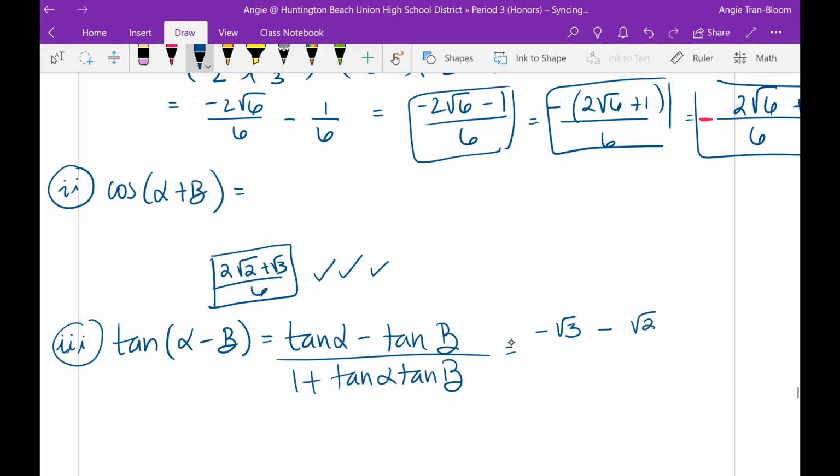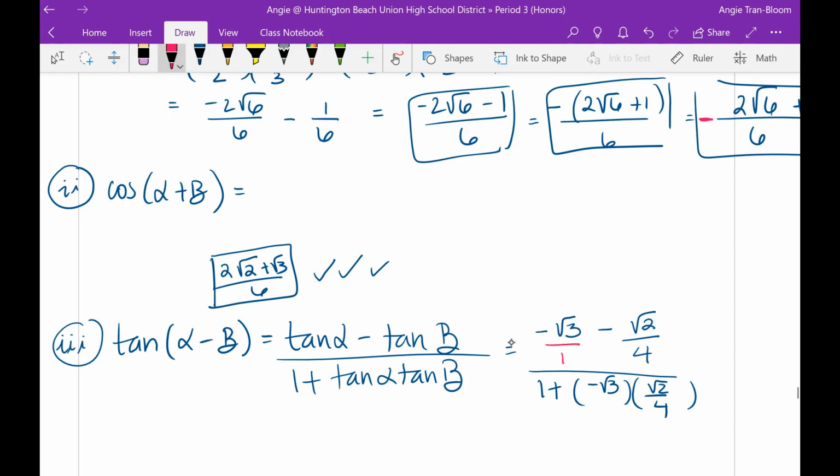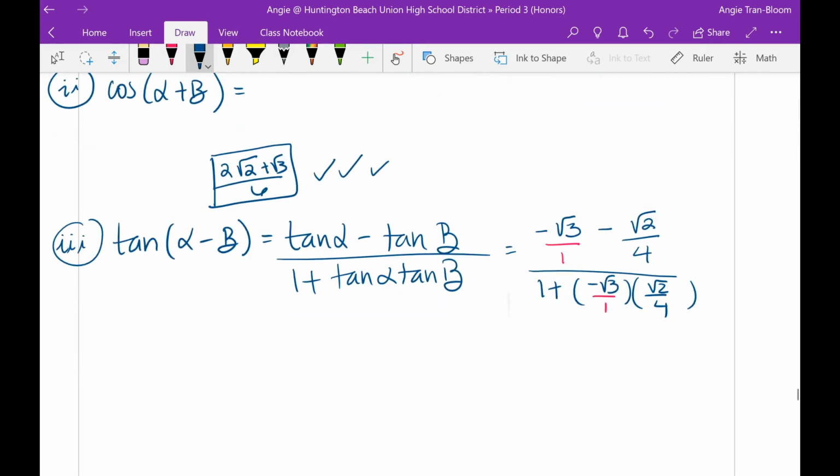Rad 2 over, I'm sorry, one more time? 4. Okay, all over. Since I have those guys, I don't need. So this one's going to be negative rad 3, and then this is positive rad 2 over 4. If you want to, can you write negative rad 3 over 1 like that? Sure. Okay, now let's do basic math, and slowly.